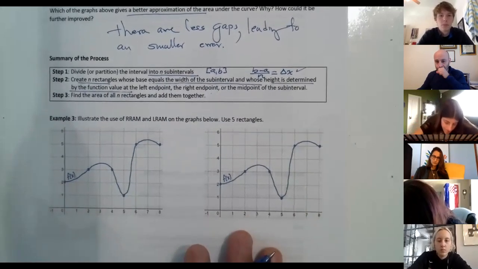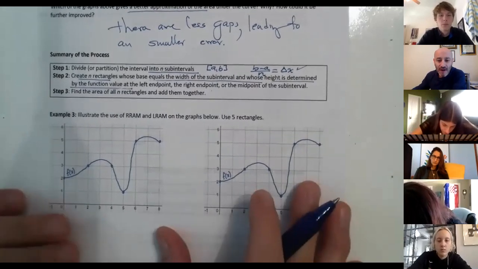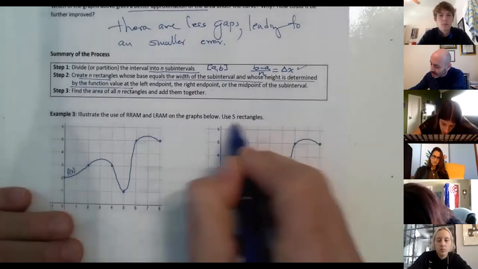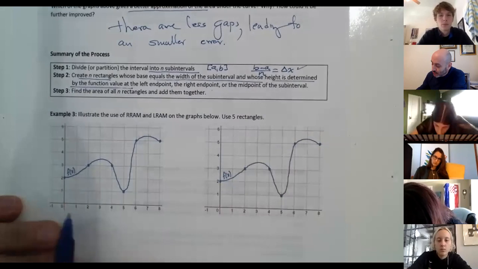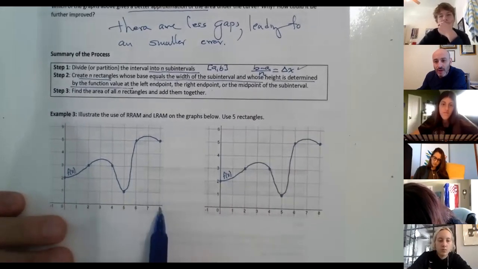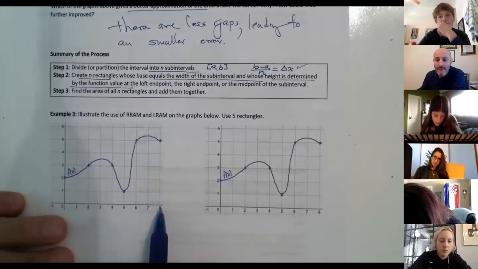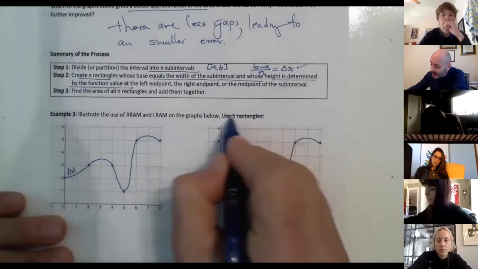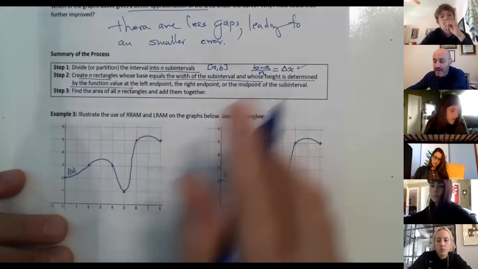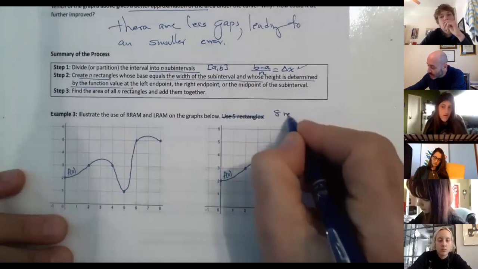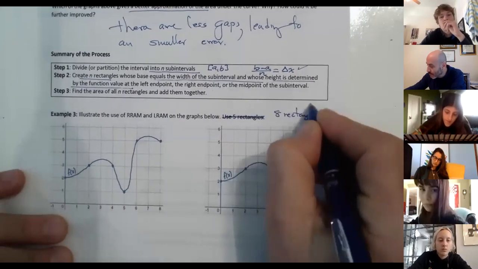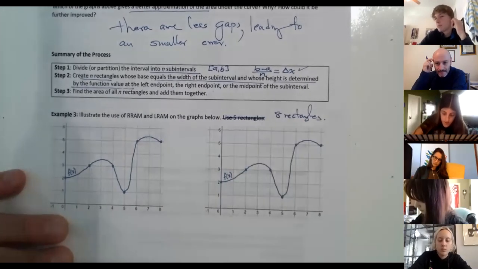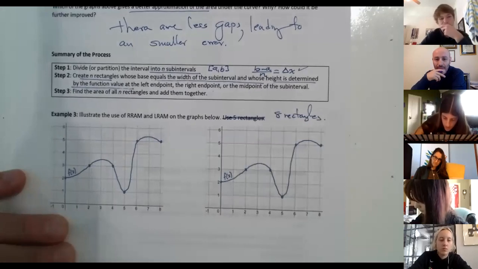So look, I know here it says 5 rectangles, okay? But from 0 to 8, I won't have 5 rectangles of the same length base, all right? So instead of 5 rectangles, I'm going to take 8 rectangles, okay? So that means the following.